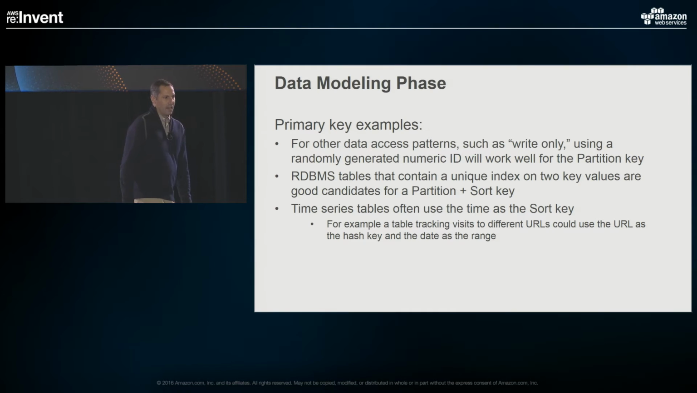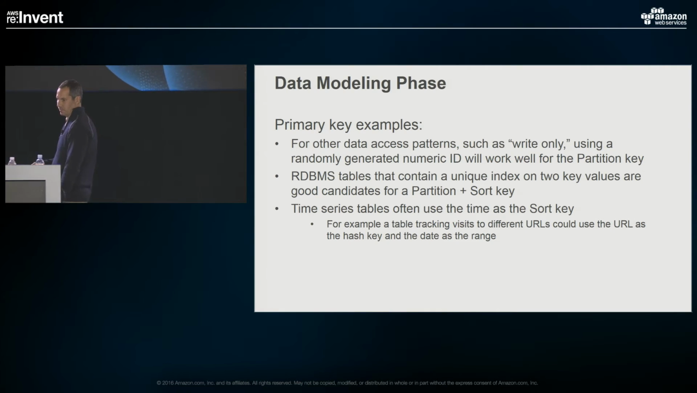For write-only data, you can pick just a random UUID. If you're never going to go back and read that row back out, or if you do read it out, you're reading it out off an index, and you're never going to do an atomic update on an individual item, use a UUID. Any RDBMS table that has a unique index on two key values is a good candidate for a partition key plus a sort key.